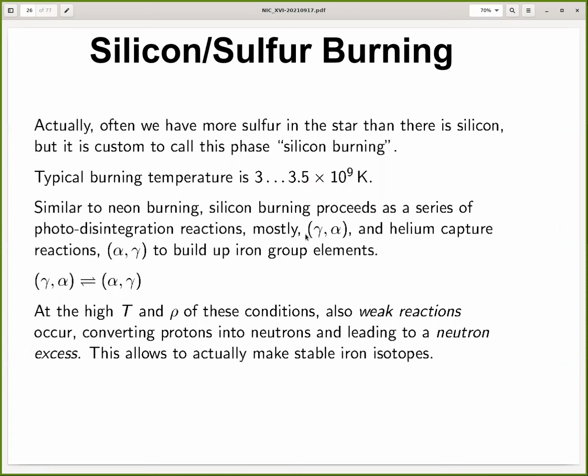So you basically have a whole sequence of gamma-alpha and alpha-gamma reactions to disassemble some of the sulfur and silicon and build up eventually iron or iron group elements. And along the line, you start reaching temperatures and densities where you also have increasingly more weak reactions, that is, converting some of these protons to more neutrons by electron captures. And so you start making a more neutron-rich iron core at the end of silicon burning.